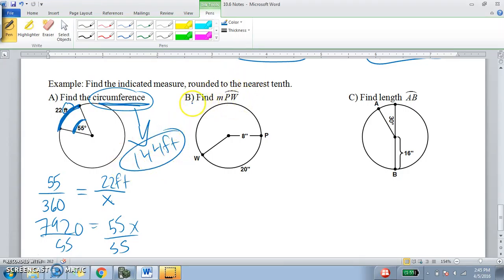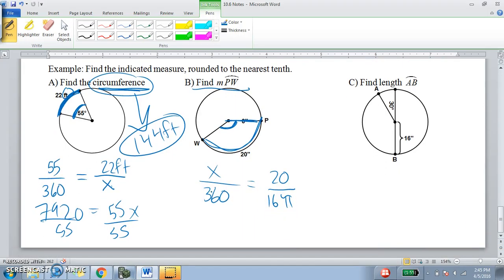Okay. For the next one, I'm trying to find the measure of the arc, trying to find this angle from P to W, arc PW. So that's the first piece right here. That goes on the top compared to 360. I'm comparing it to the whole circle. It tells me that the arc length is 20 inches, and it doesn't give me the circumference, but since it gives me the radius, I can find it. 8 times 2 times pi would be 16 pi.